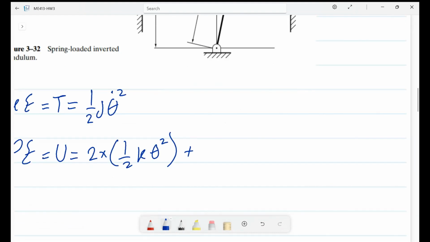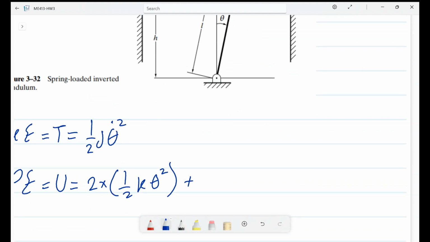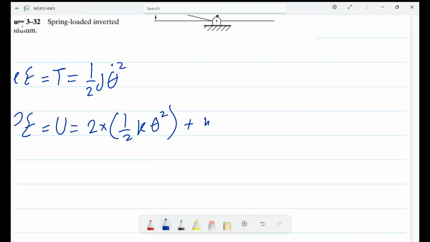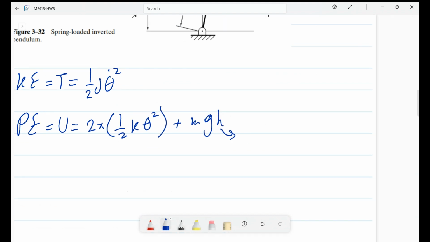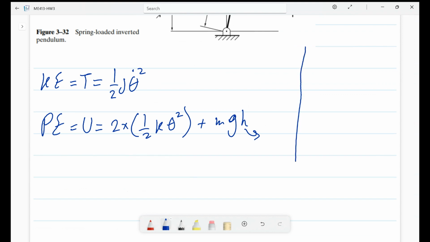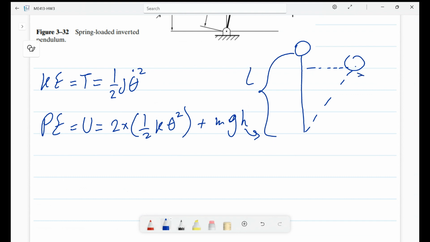So it is mgh, but what is that h? To know this h, we need to draw our mass at the equilibrium position with the rod and at the displaced position. This is the length L, right? And this is as well L after some time, after theta.